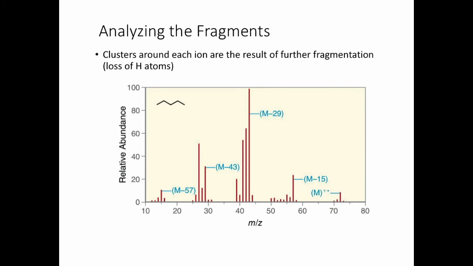So if we look at the mass spec fragmentation pattern for pentane, here we see the fragment resulting from the loss of a methyl group. This is the fragment from the loss of an ethyl. And this is the fragment from the loss of a propyl, and this would be the fragment from the loss of the butyl. And then the additional lines around each of those ions are the result of further fragmentation, specifically the loss of hydrogen atoms.